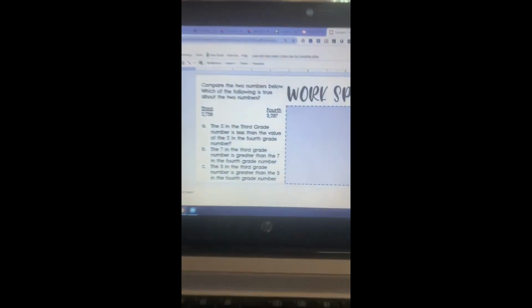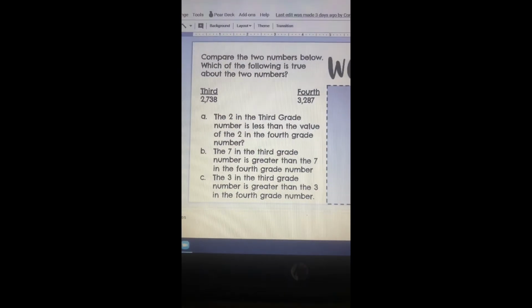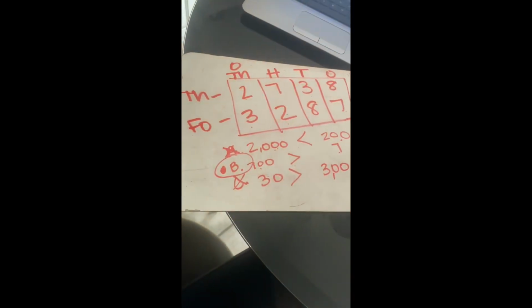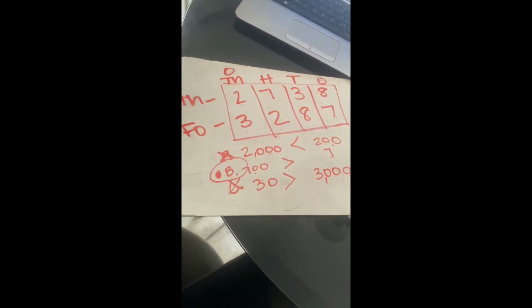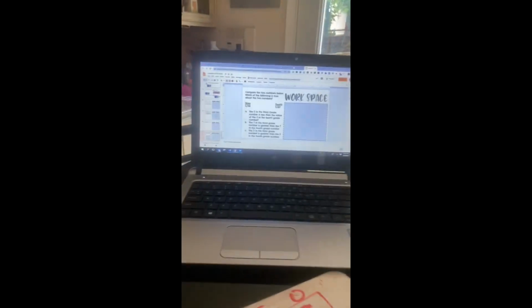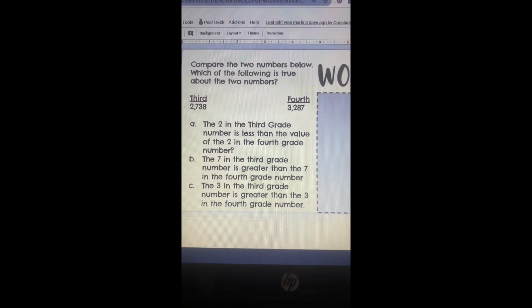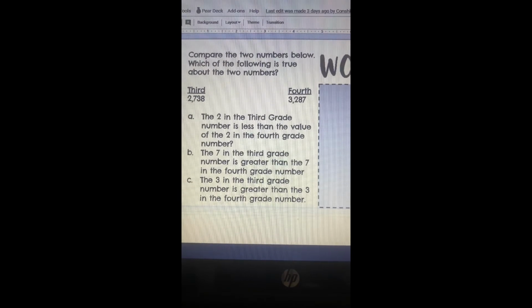You will have a problem like this on your practice today. Do it just like I did. Draw out your numbers, label them, look at the value of each one, and look at the answer choice. You have got this. Again, it's going to get a little bit harder in 4th grade, so I just wanted to expose you to some types of problems like this today.